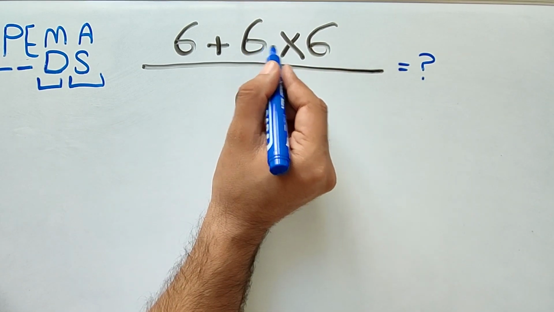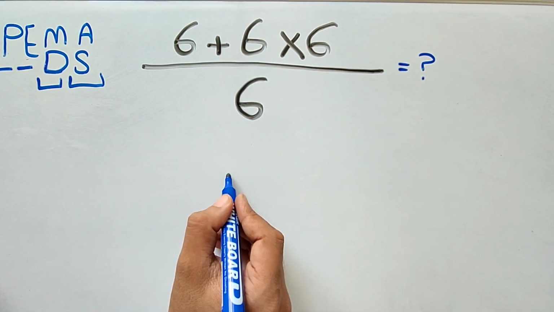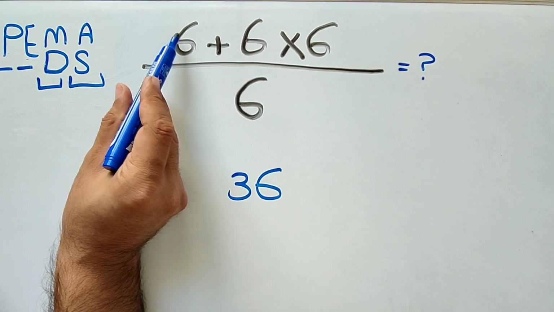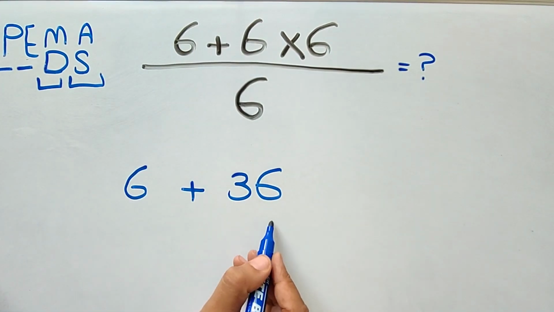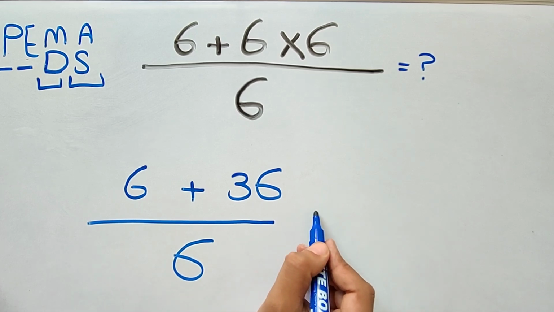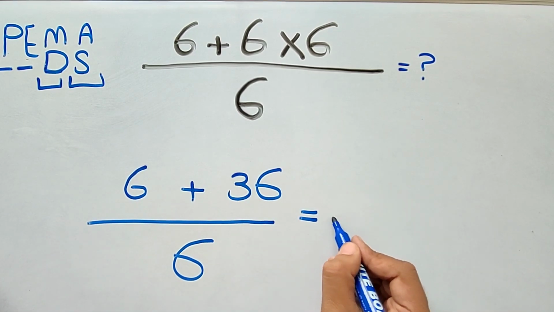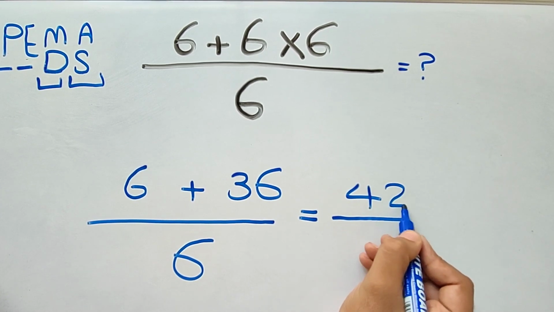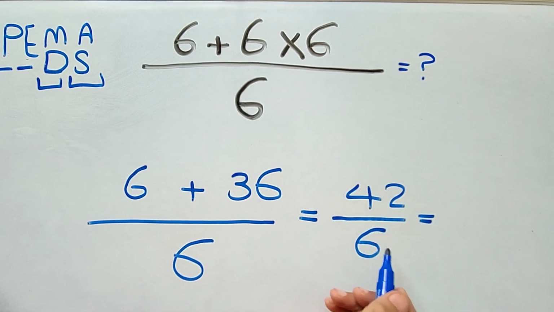So 6 times 6 gives us 36, and we had 1, 6, and plus here. So over 6. Now 6 plus 36 gives us 42 over 6. And now we can simplify this expression.